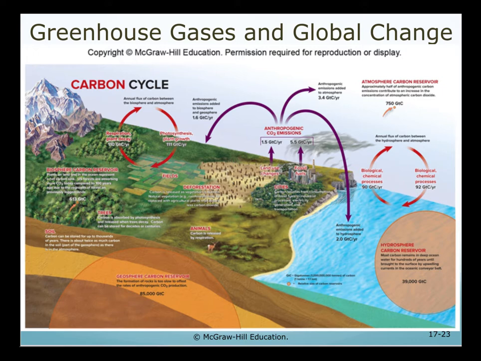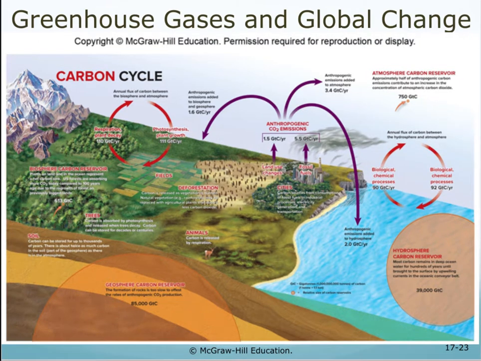The atmosphere carbon reservoir. Approximately half of the anthropogenic carbon emissions contribute to an increase in the concentration of atmospheric carbon dioxide. There's an annual flux of carbon between the hydrosphere and the atmosphere. Hydrosphere carbon reservoir. Most carbon remains in deep ocean water for hundreds of years until brought to the surface by upwelling currents in the oceanic conveyor belt.